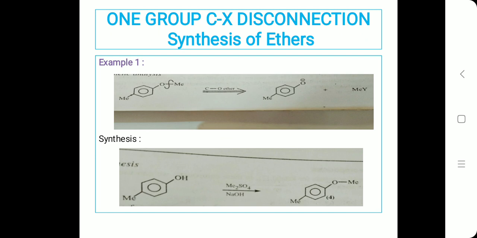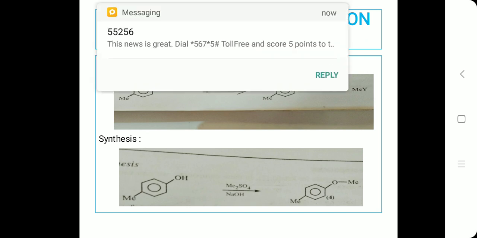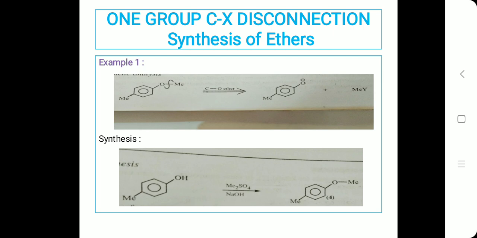And next, moving on to the synthesis. So synthesis would be reacting the alcohol, that is a substituted benzyl alcohol, with Me2SO4 in presence of NaOH. And this is an example for the SN2 mechanism, which gives us the product, that is the target molecule, generated. So here, whenever you are disconnecting ethers, we always have to remember that whichever side of disconnection gives us the more suitable synthon and synthetic equivalent, we have to disconnect it accordingly.